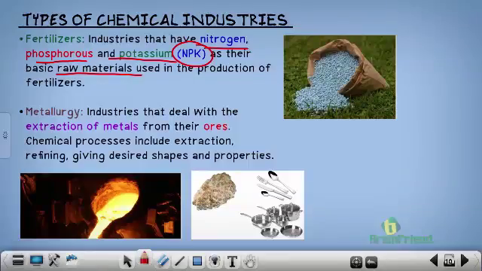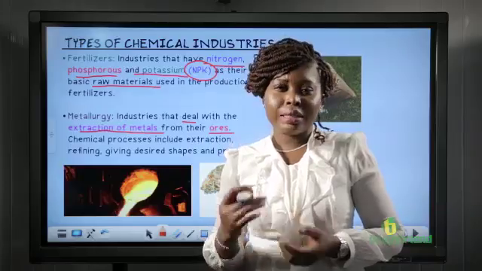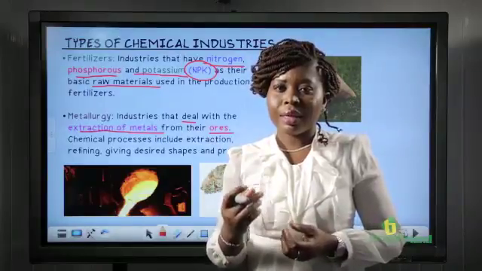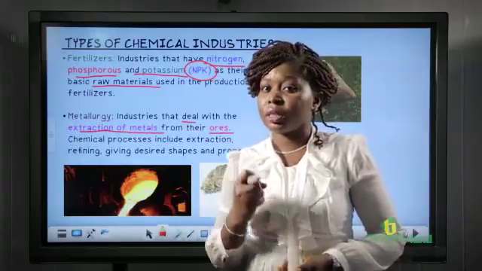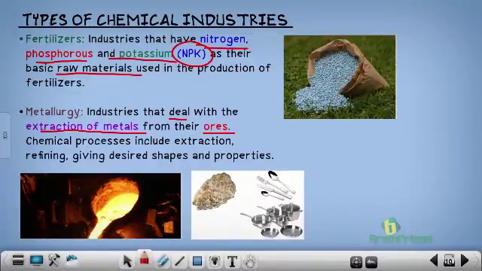Metallurgy industries. These industries deal with the extraction of metals from their ores. What are ores? An ore is a type of rock that has different minerals and important elements that can be extracted from it. For example, we have an ore known as the bauxite ore. Now, when this ore undergoes some chemical processes in a metallurgy industry, we would have a metal known as aluminium.